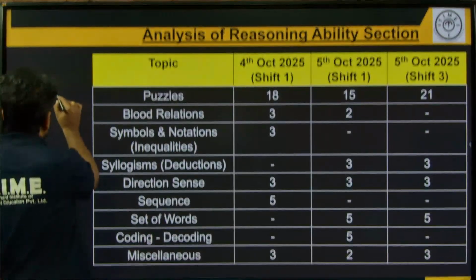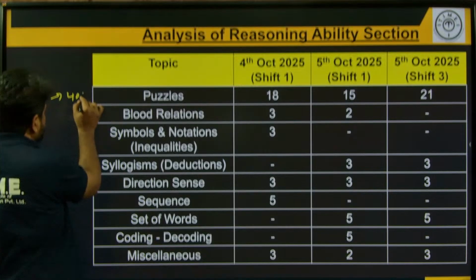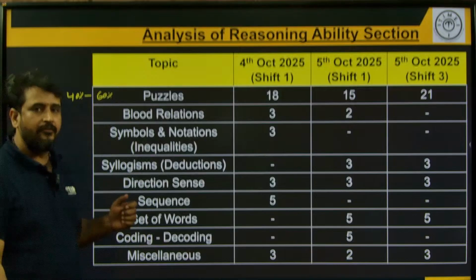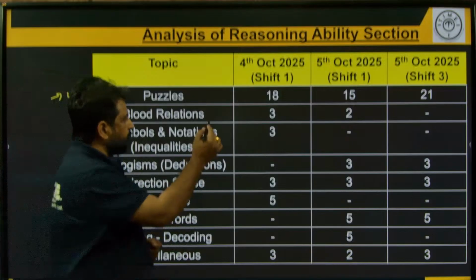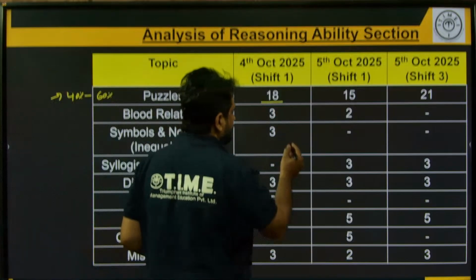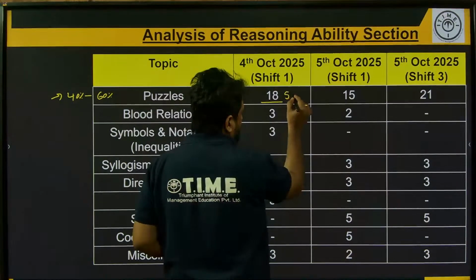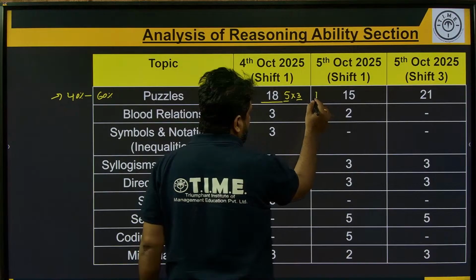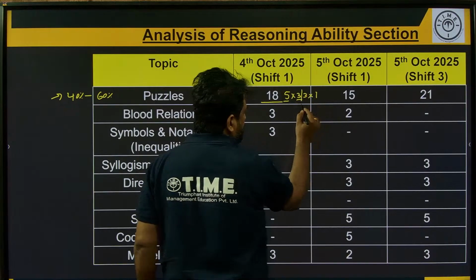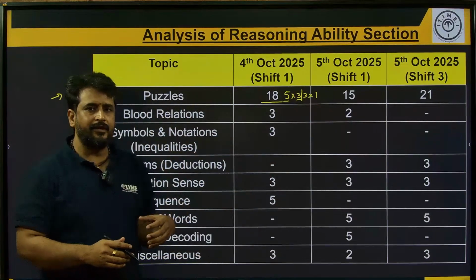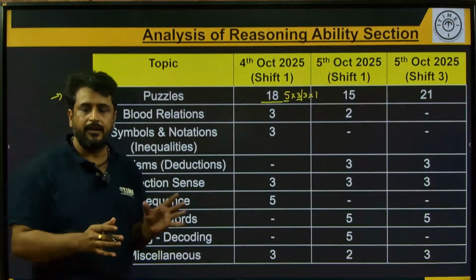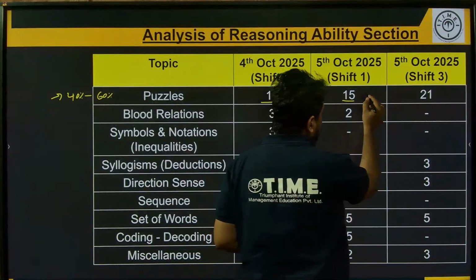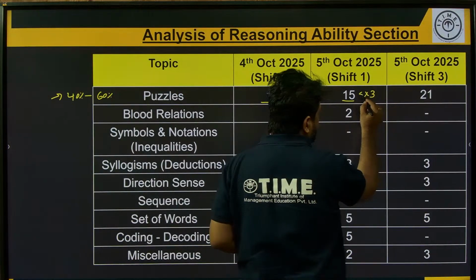Almost in all the slots, a minimum 40% and up to 60% of weightage was given to puzzles. In the first shift, we have given 18 puzzles, which is 5 into 3: 3 puzzles with 5 questions and 1 puzzle with 3 questions. In the next slide, we'll be discussing in detail what kind of puzzles have appeared in that particular slot. And in shift 1, we have given 3 puzzles with 5 questions each.